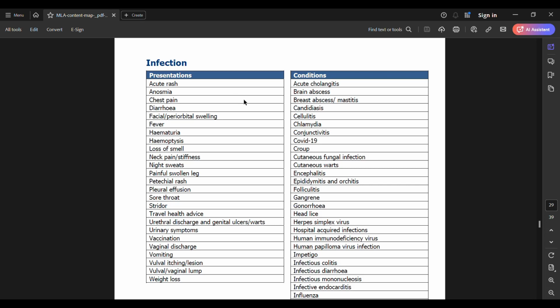Hello everyone, welcome back to the UKMLA Roadmap series where we walk you through the MLA content map. Today we're going to talk about infection, and the first one is acute cholangitis.